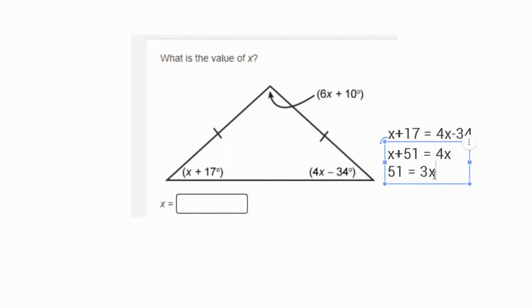And so now what we would want to do to solve for x is, this 3 is multiplied by x, so we're going to do the exact opposite. You do the exact opposite of PEMDAS to solve for x. So we're going to divide by 3, and 51 over 3 is 17. So you divide both sides by 3, and you get 17 equals x. So if I would have put 17 in here, I would have gotten that question correct.